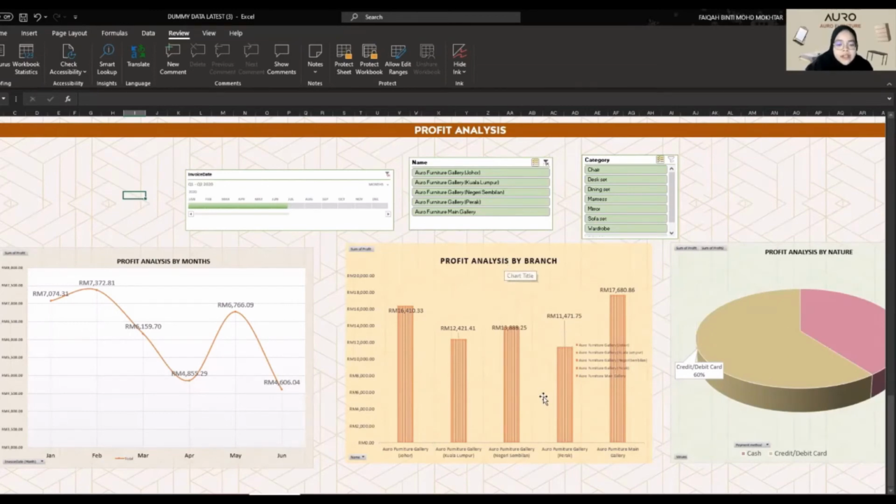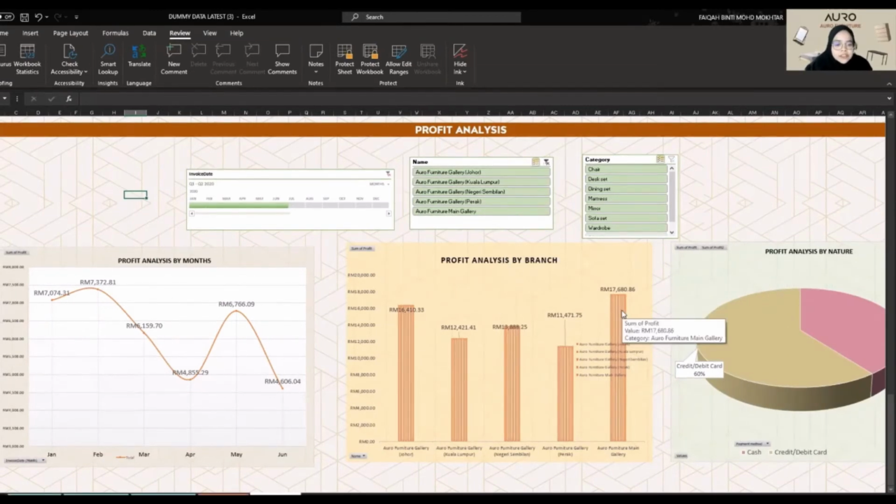From the pivot chart created, we can see the Auro Furniture main gallery, which is the Selangor branch, has the highest total sum of profit of 17,680 ringgit and 86 cents, while the branch in Perak has the lowest total sum of profit, which is 11,471 ringgit and 75 cents. By using the slicer, we can easily compare any two branches to see the differences in the sum of profit.